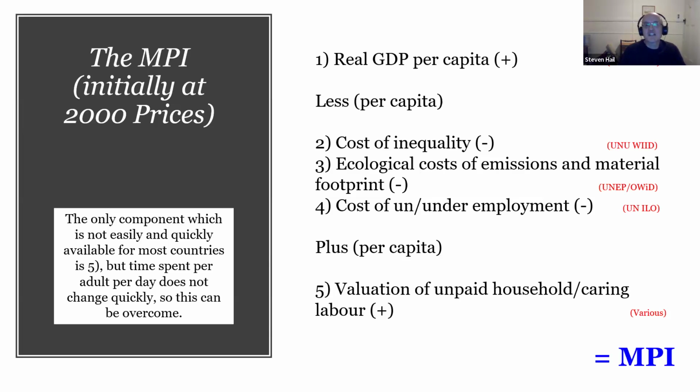We then need some data on the ecological costs of economic activity. Of course we do. This is vitally important. So I include the costs of carbon dioxide emissions, as well as emissions of nitrous oxide and methane.